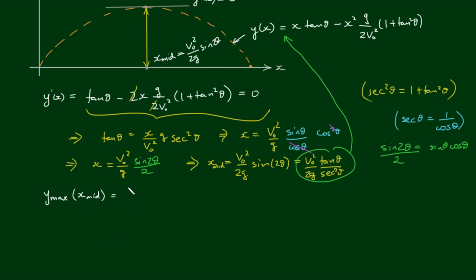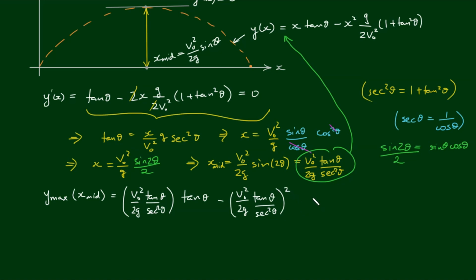which equals v0 squared on 2g tan theta over sec squared theta by tan theta, minus v0 squared on 2g by the tan of theta over sec squared theta, all squared by g on 2 v0 squared by 1 plus tan squared theta, which of course equals sec squared theta.